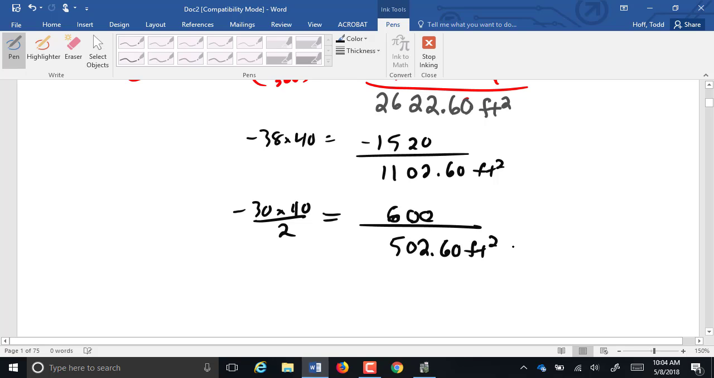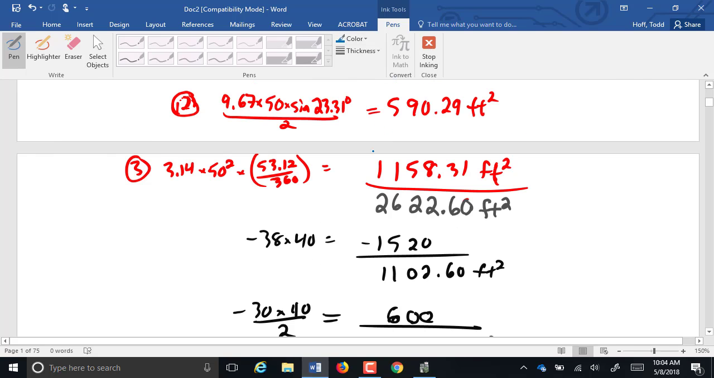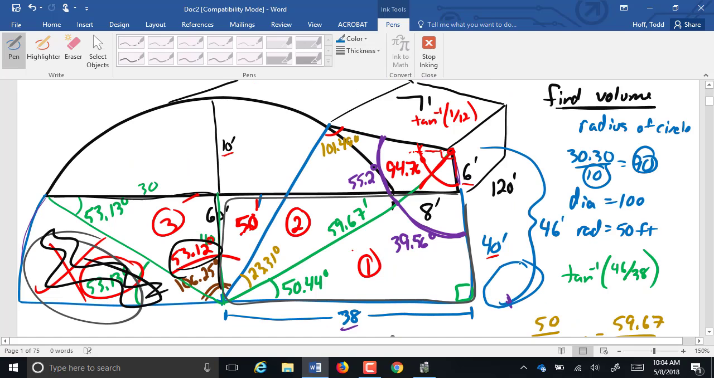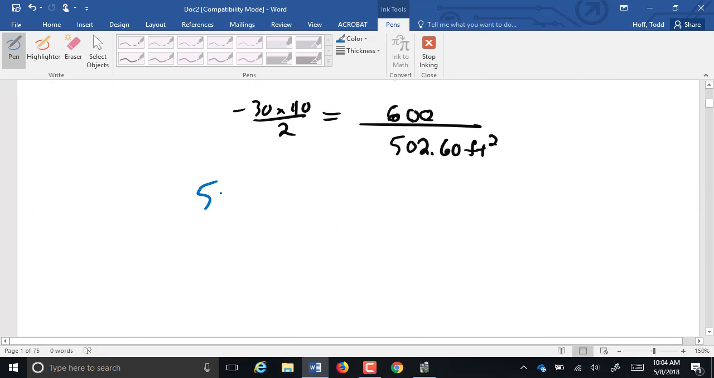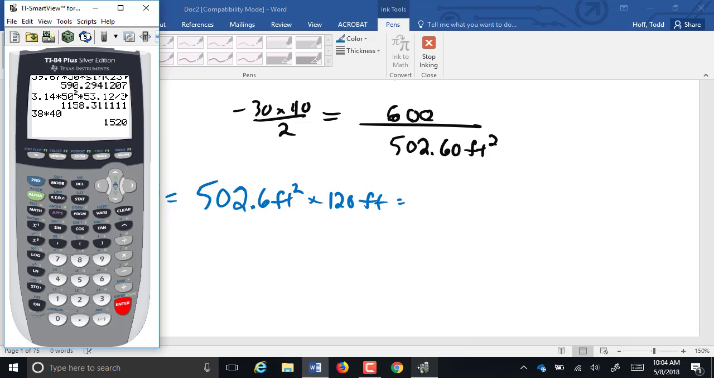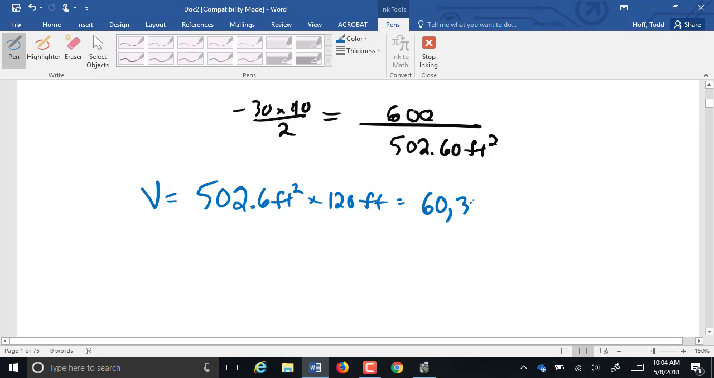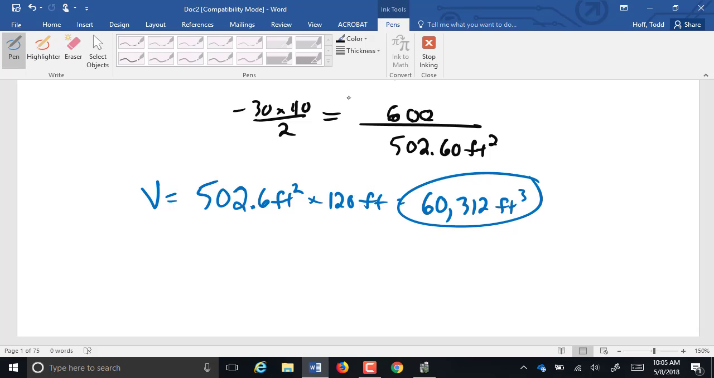So now to find the volume, what do we do? That depth of 120 feet. So 502.6 times 120. So 60,312 cubic feet. What do you think? It really is. So what I just did there is basically like number 10 and 11 on your worksheet.